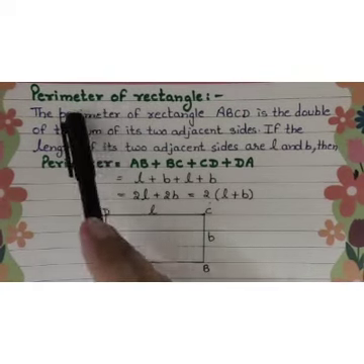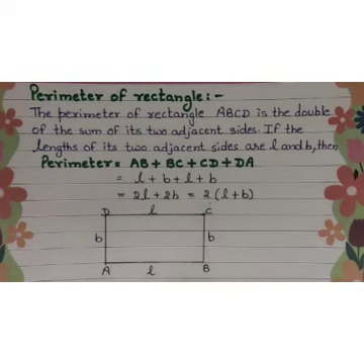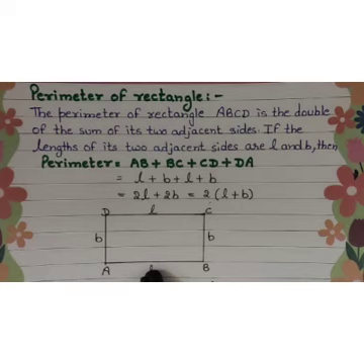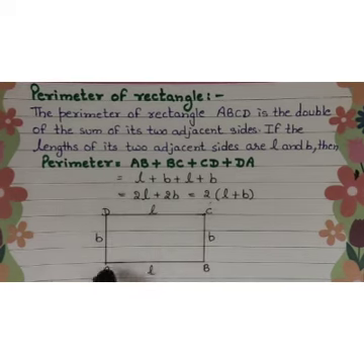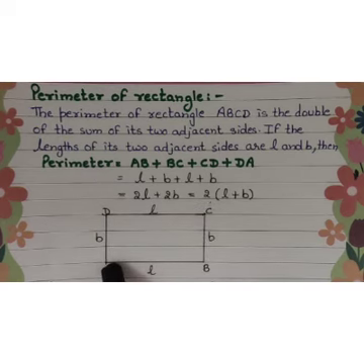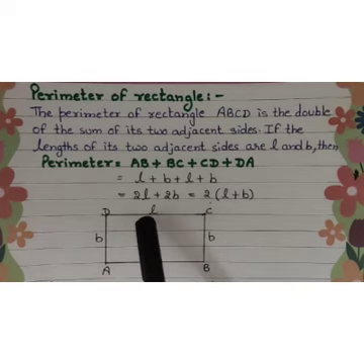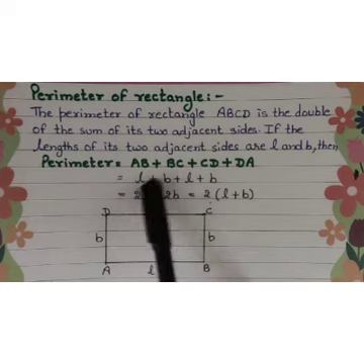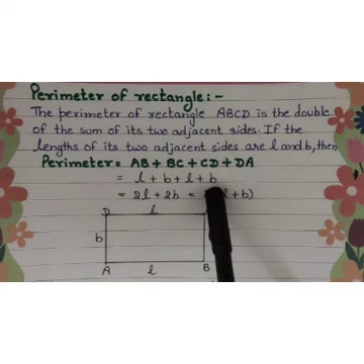Perimeter of rectangle. The perimeter of rectangle ABCD is double the length of sum of its 2 adjacent sides. If the length of 2 adjacent sides are L and B, then perimeter will be AB plus BC plus CD plus DA. In rectangle, opposite sides are equal, therefore CD will be equal to AB and DA will be equal to BC. Therefore, in place of AB, we will write L. In place of BC, we will write B. In place of CD, we will write L. In place of DA, we will write B.